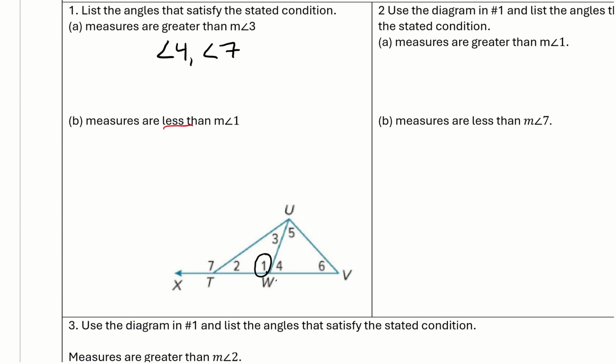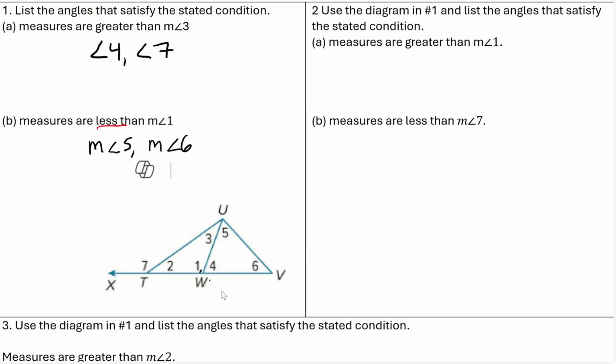Okay, so if I focus on this triangle right here, then 1 is an exterior angle to that triangle, right? And so 1 has to be an exterior angle to these two remote interiors. These are the ones that are farthest away from angle 1, right? And they're inside the triangle. So it's got to be 5 and 6. 5 and 6 have to be less than angle 1.